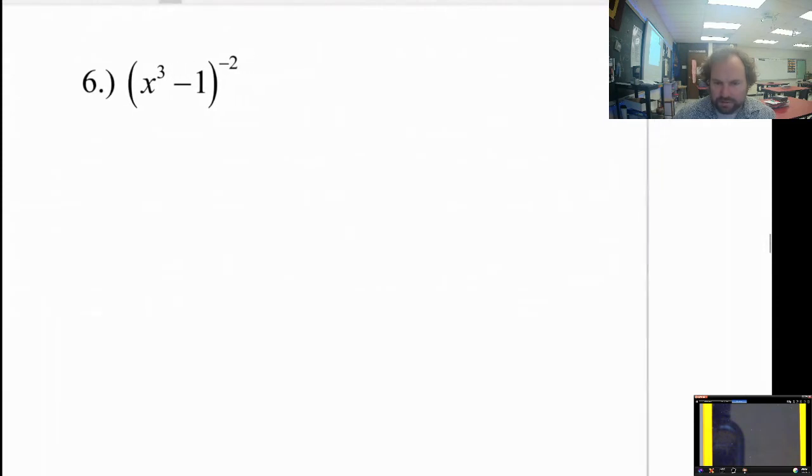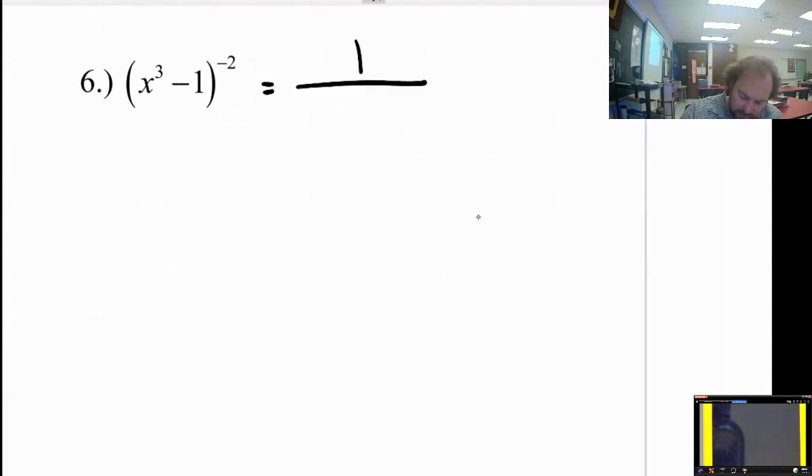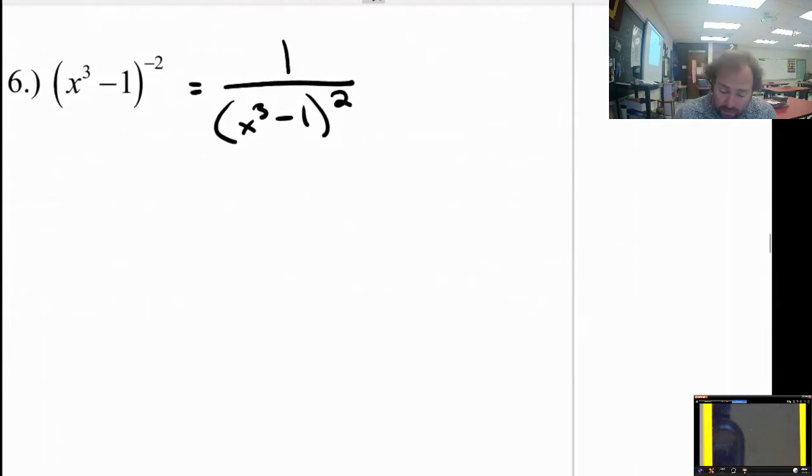Okay, let's talk about number 6. All right, again, the first thing we're going to do here is move this whole thing to the bottom of the fraction, x to the third minus 1, where it becomes the positive second power. That's the key. Now all we've got to do is expand this thing. You know, classic math mistake, x to the third power minus 1.